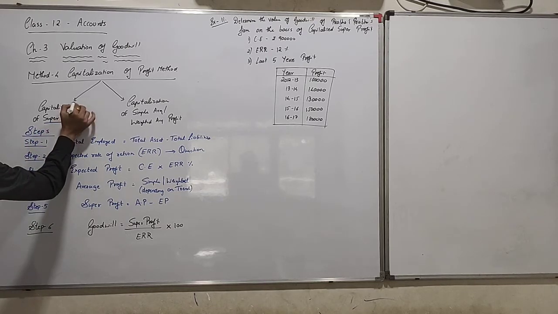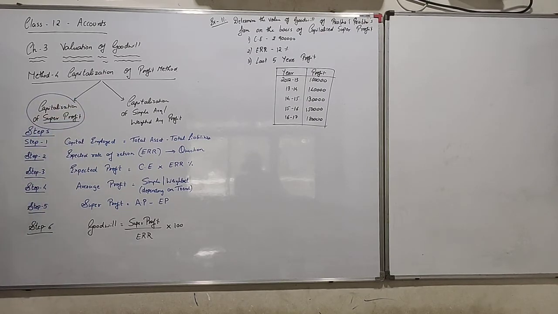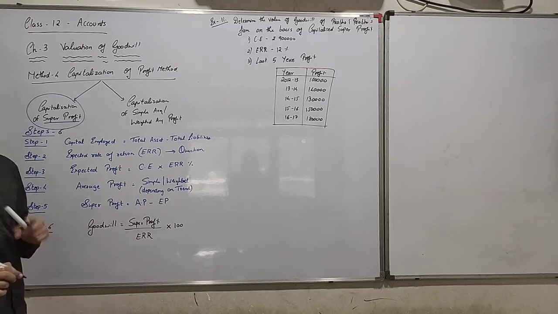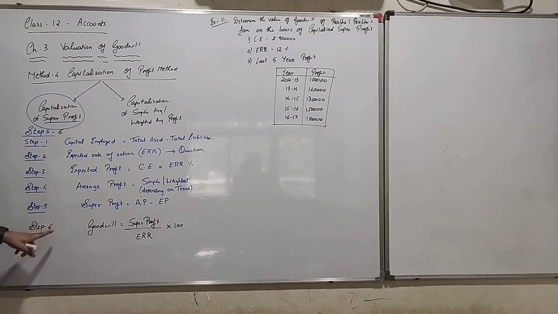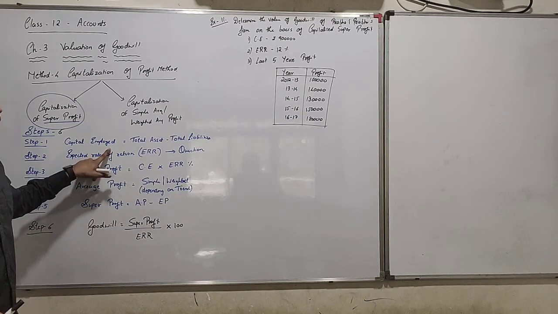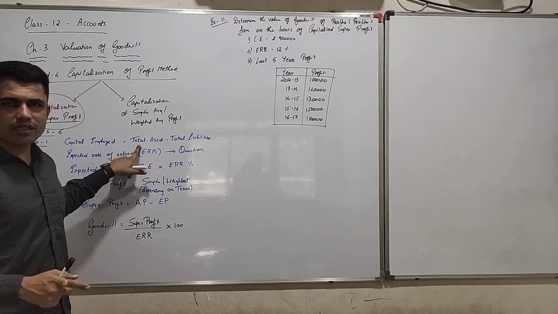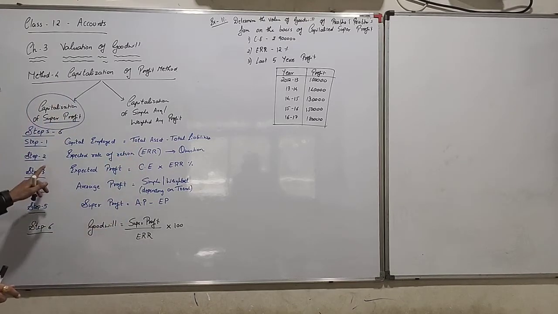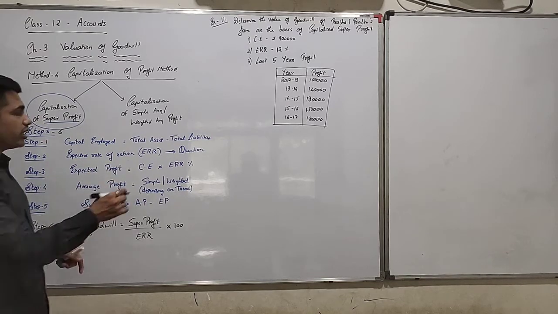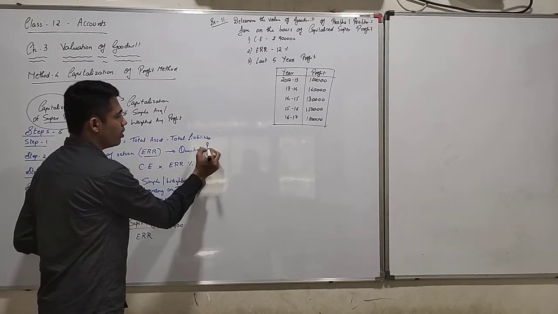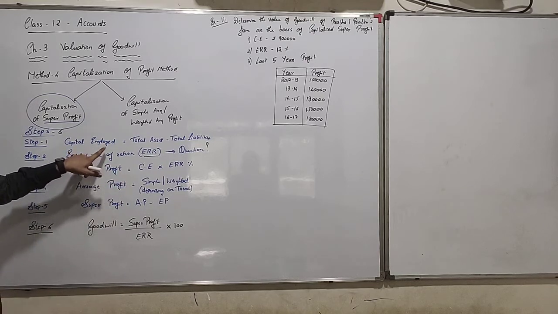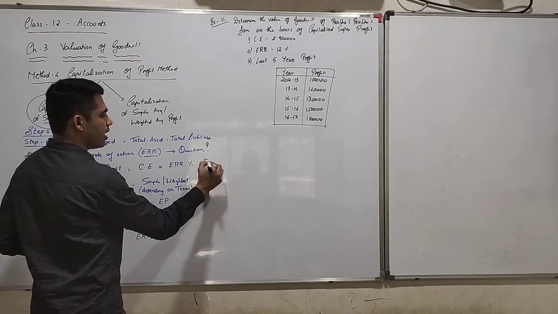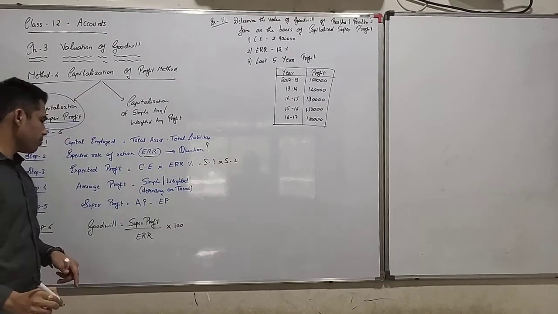Now friends, capitalization of super profit is what we are starting, and in all there are 6 steps. Yes friends, again you are supposed to remember 6 steps. Steps 1 to 5 remain the same. There is a change only in the last step, that is step number 6, that is goodwill. So step number 1 is capital employed and the formula is TA minus TL, that is total assets minus total liability. Step number 2 is expected rate of return, ERR, and as I have already told you, it will be given in the question. Step number 3 is expected profit, that is step 1 into step 2, that is capital employed into ERR percentage.